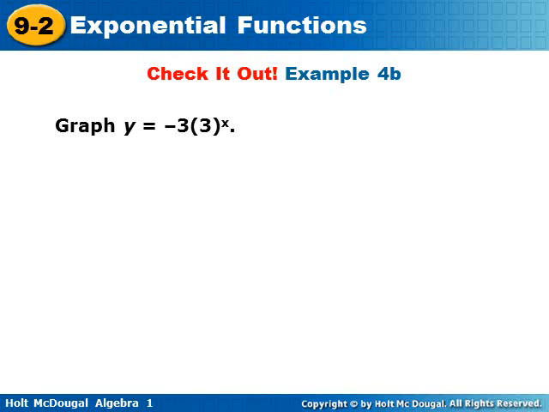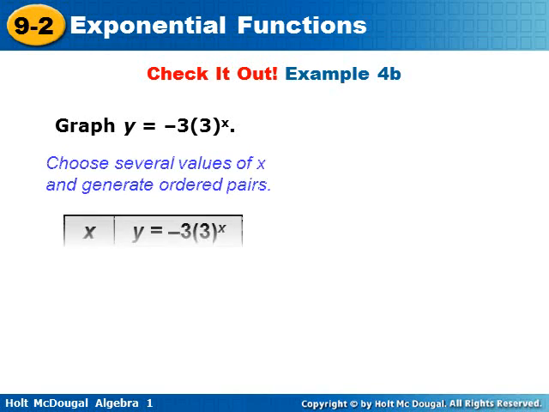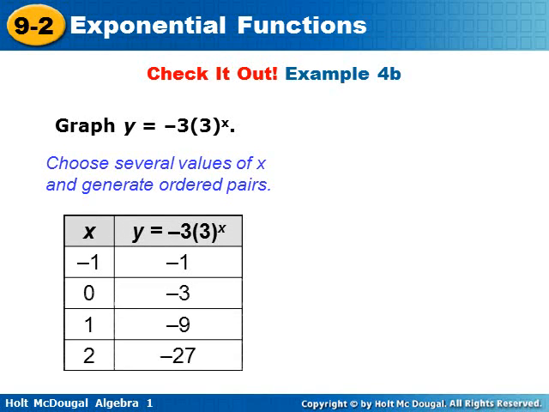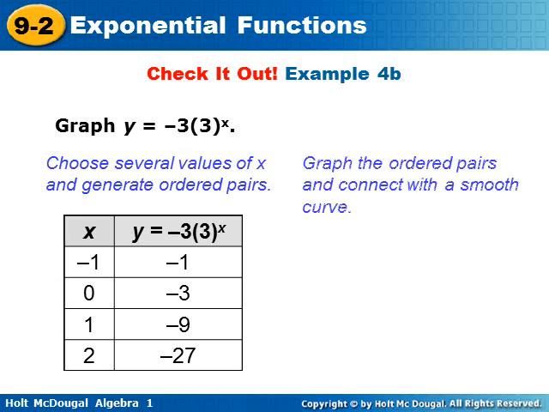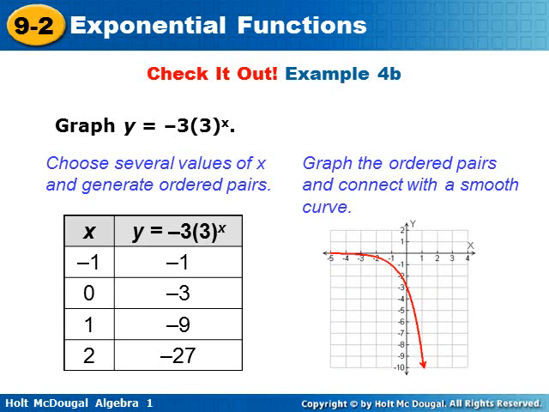Graph y equals negative 3 times in parentheses 3 raised to the x power. This one's for you to try on your own, and then you can check back for your answer. So we choose several values of x and generate ordered pairs, negative 1, 0, 1, and 2, and then we plug it in and we end up with negative 1, negative 3, negative 9, negative 27. So we're going to graph the ordered pairs and connect them with a smooth curve. You'll notice again, because the values are negative, our curve is going down.